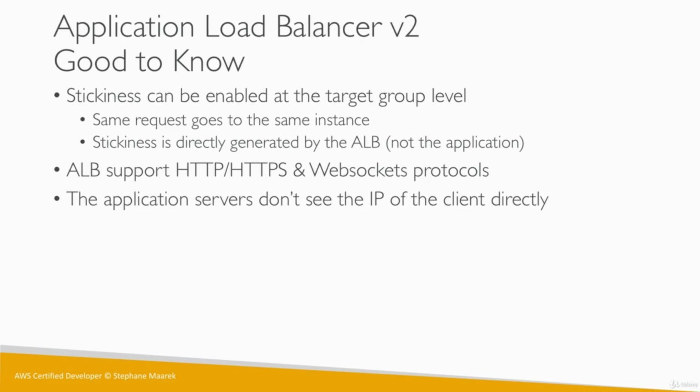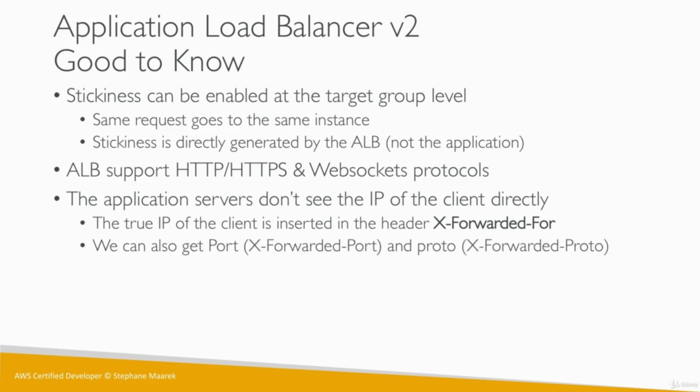And the application servers don't see the IP of the client directly. So that's a very, very common and popular question at the exam as well. Basically, the true IP of the client is inserted in a header called X-Forwarded-For. And if you want to still get the port and protocol, you can get X-Forwarded-Port and X-Forwarded-Proto. So you may be asking, how does it look like? Well, we have our client IP, 1.2.3.4.5.6.7.8, and it talks to our ALB.